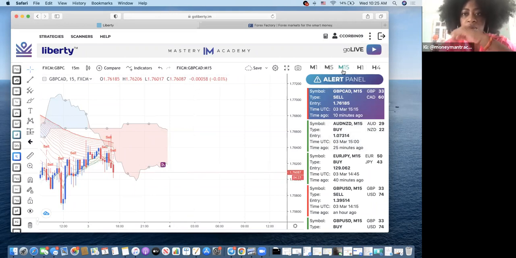So the first thing we want to do is we want to change our alert panel to M15. So whether you guys are following along or writing this down, that's the first step. Log in, check the news, check your alert panel, change it to M15.